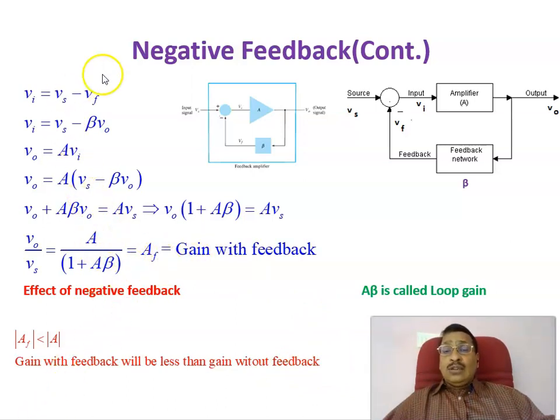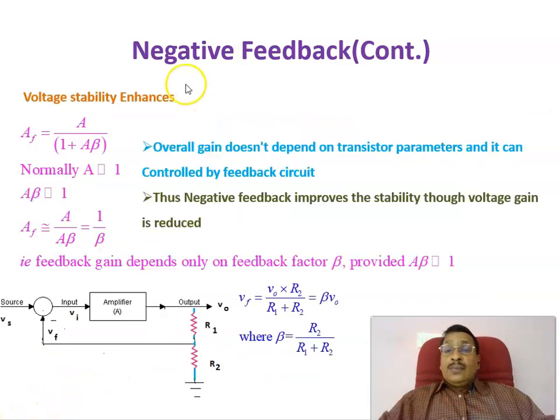That is one of the disadvantages of a negative feedback circuit: gain is getting reduced. One of the advantages of negative feedback amplifiers is that voltage stability enhances. Already we had derived the gain of an amplifier with feedback, AF equal to A divided by 1 plus A beta.